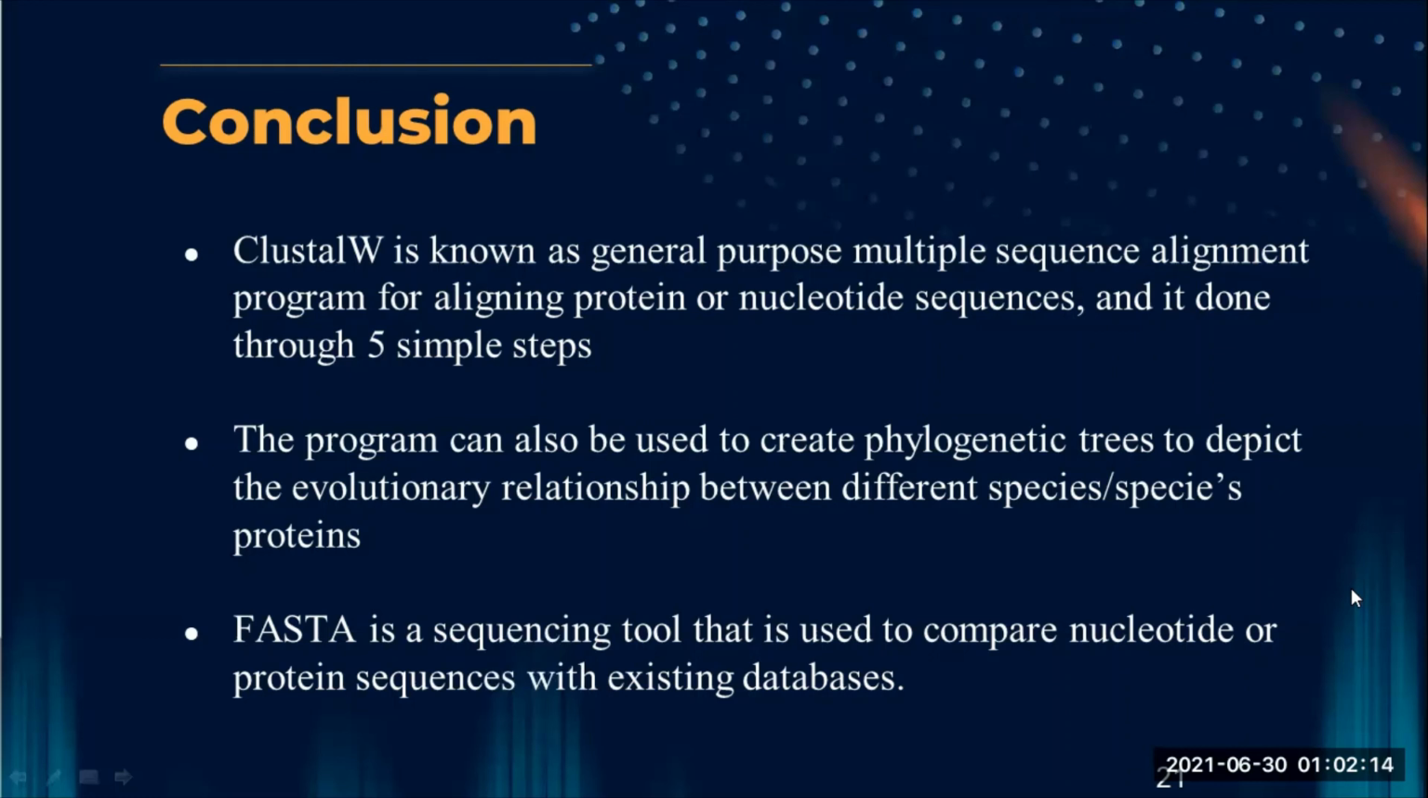And lastly, we also went through the FASTA sequencing program, which, like Clustal W, is used for sequencing nucleotide and protein sequences. But the key difference is that Clustal W is used to compare sequences that you choose, meaning that you would copy the two sequences that are being compared to each other, whereas FASTA basically compares the sequence that you give it to a larger database to determine whether the sequence that you have has already been identified, or to tell you exactly what sequence you have if you do not know what it is already.